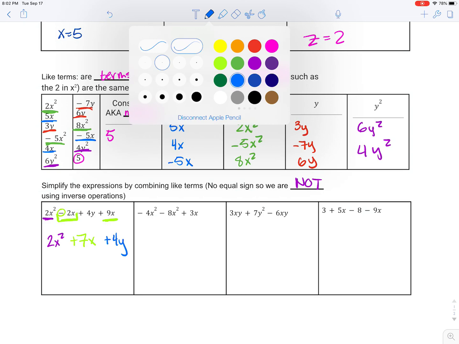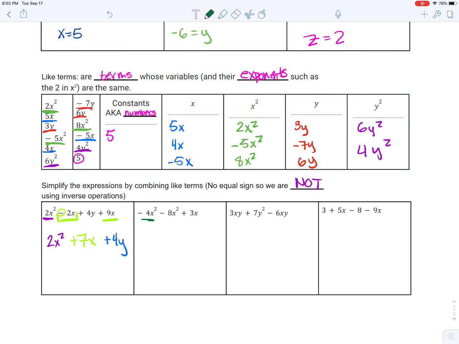Okay, now we have two like terms with our x squared: negative 4x squared and negative 8x squared. And then my 3x is all by itself. So when I take 4, you owe me $4, you borrow 8 more, now you owe me $12, so negative 12x squared, and then we just have plus our 3x because it has no buddies.